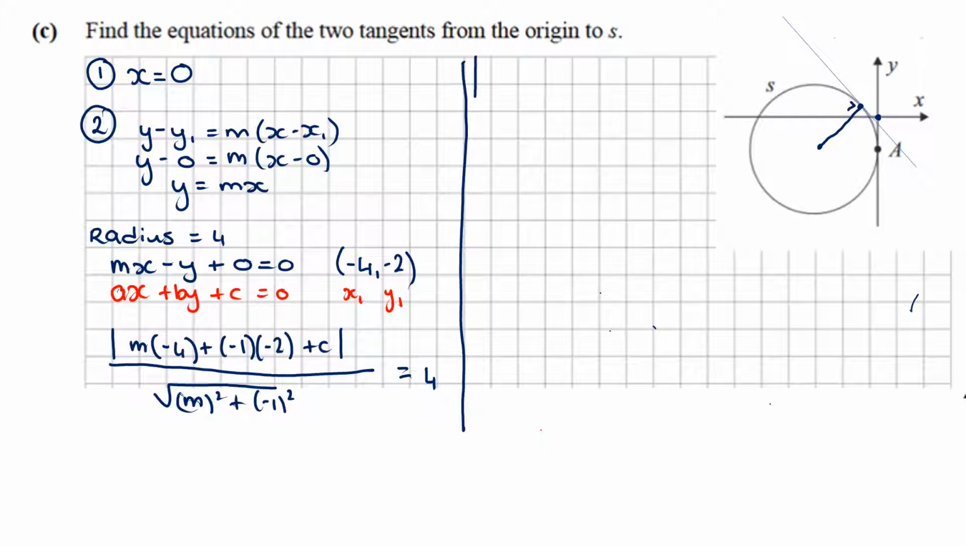So let's tidy this up a bit. We get minus 4m plus 2, and that should be a 0, all over the square root of m squared plus 1, and that equals 4. I'm going to multiply across by the denominator. Minus 4m plus 2 equals 4 square root of m squared plus 1. So two things that we have here, absolute value signs and a square root. So we're going to get rid of both of them by squaring both sides.